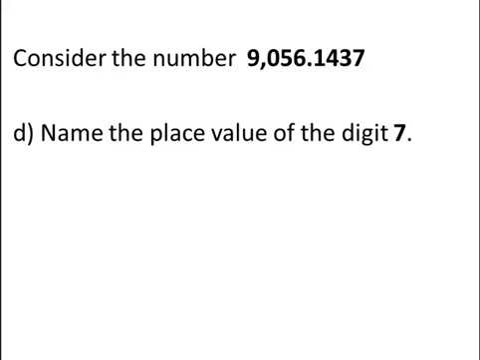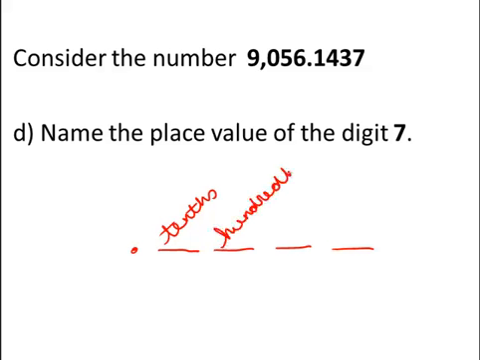Name the place value of the 7. The 7 is to the right of the decimal point. So we'll again review these place values, their names. The first is the tenths, followed by the hundredths, the thousandths, and the ten-thousandths.